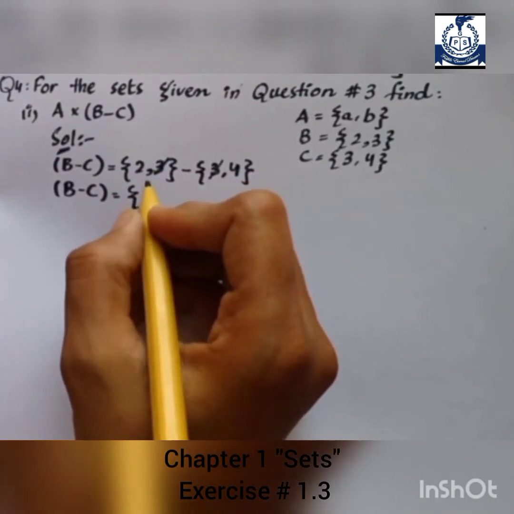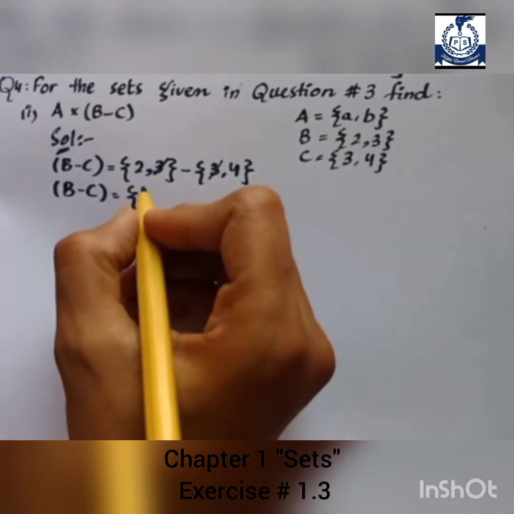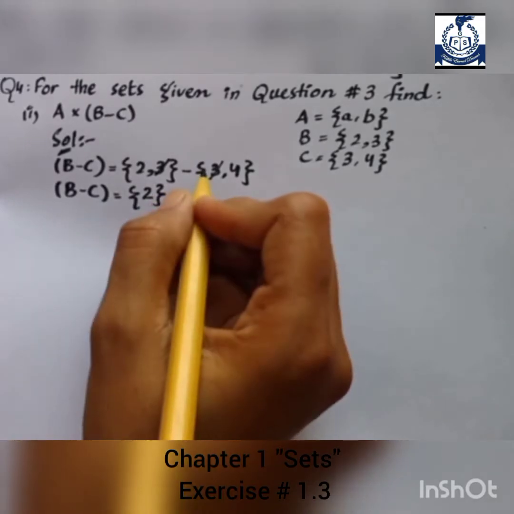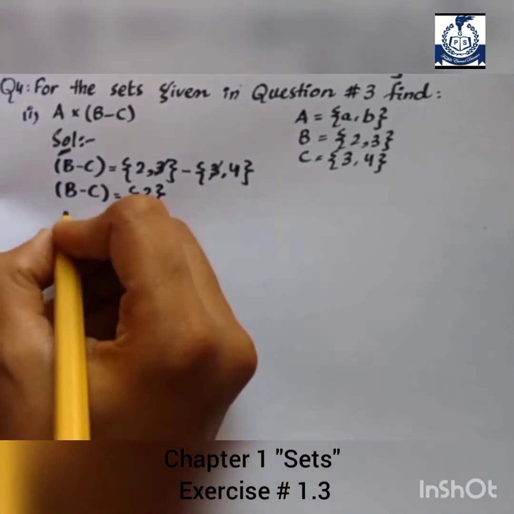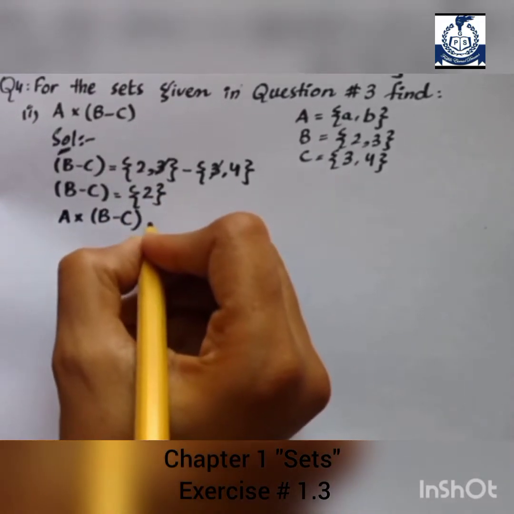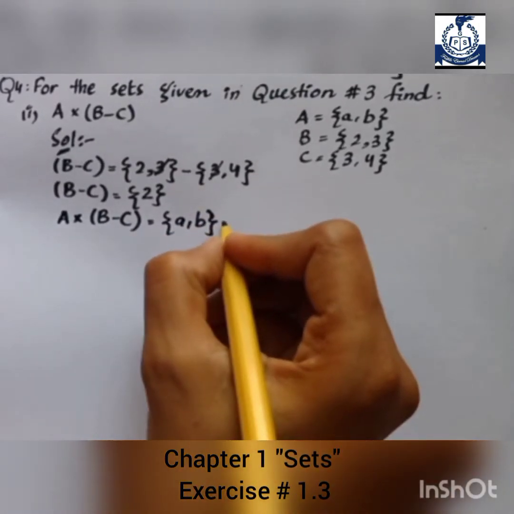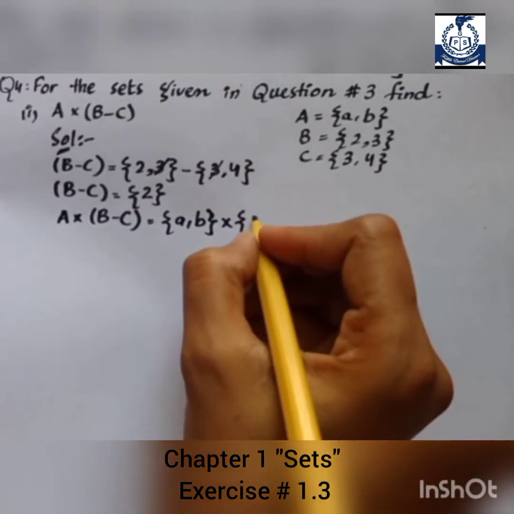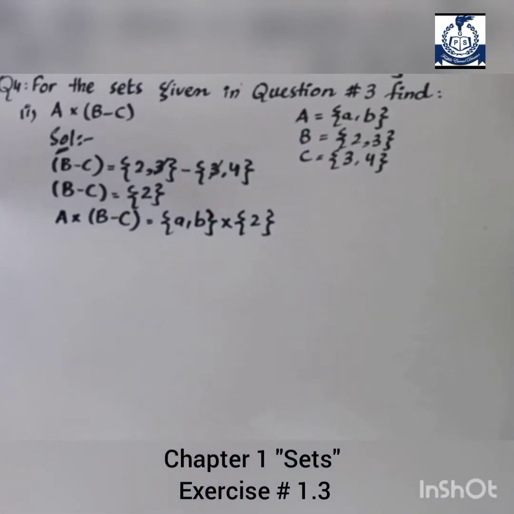In the subtract sign we always write the remaining elements of the first set, and the remaining elements of the second set we skip. So B minus C is equal to 2. A Cartesian product B minus C. In a place of A we write a comma b, Cartesian product. B minus C, in a place of it we write 2. So 2 ones are 2.